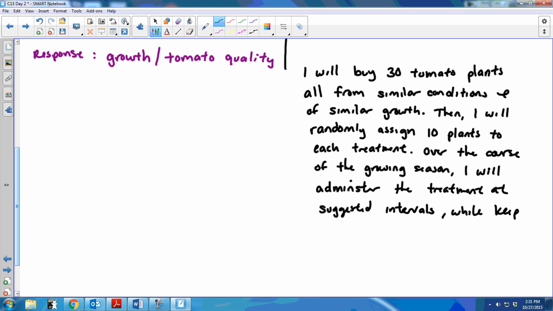While keeping as many outside factors the same as possible. So we're probably going to plant these all in the same plot, in the same type of dirt. We're going to separate them somehow, so I want to make sure I know what plants are getting what fertilizer.